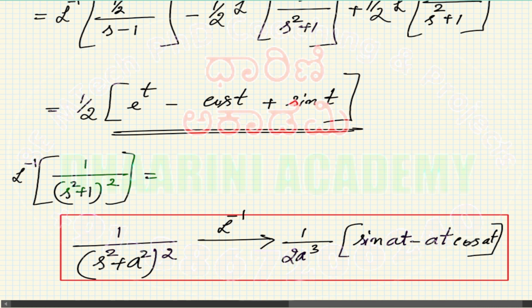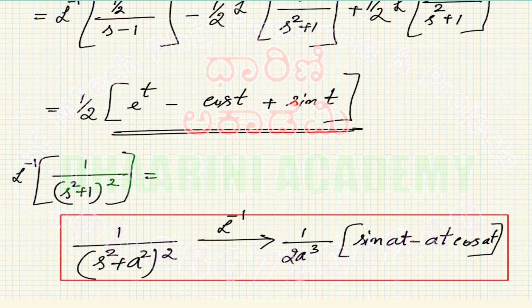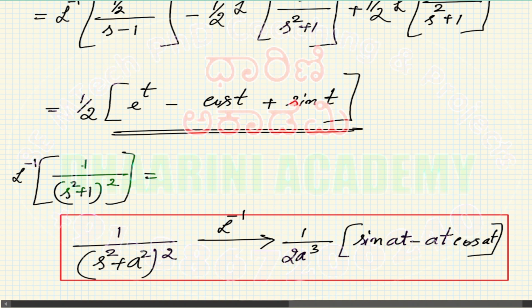So any Laplace inverse you want to take, you can apply this formula in the standard form. Now applying this to L inverse of 1 by (s square plus 1) the whole square, it looks like a is 1, right? So replace every a by 1. So it's 1 by 2 times 1 cube, 1 by 2 into sine t minus a is 1, so t into cos t.